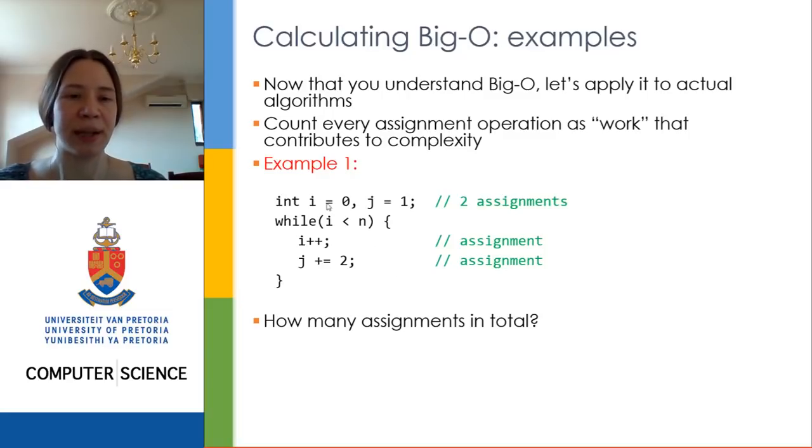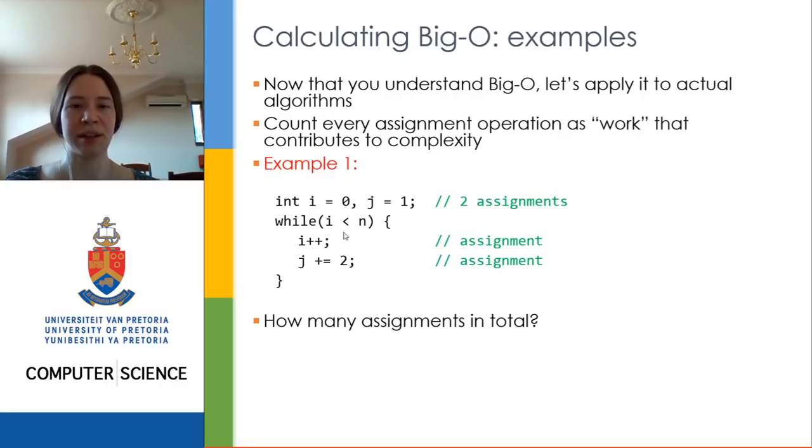What happens inside of the while loop? Well, we're going to increment i, and obviously an increment is an assignment, because you take i, you add 1 to it, you assign that value back to i. We also add 2 to j, so once again that is an assignment. We take j, we add 2 to it, we write that value back into j. So we have two assignments here and two assignments inside of the while loop. So if we only count the assignments as operations that contribute to the complexity of our code, the question is, how many assignments in total will this code execute?